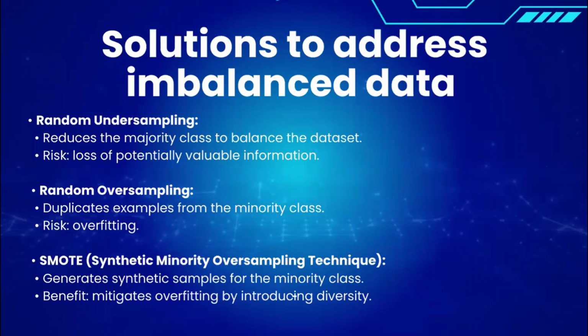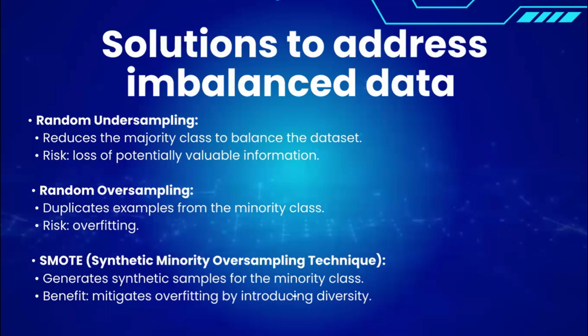The second one is random oversampling. In this method, we increase the number of samples in the minority class by duplicating data points. So the advantage is that there is no information loss, and the disadvantage is that this solution can lead to overfitting as the same samples are repeated.